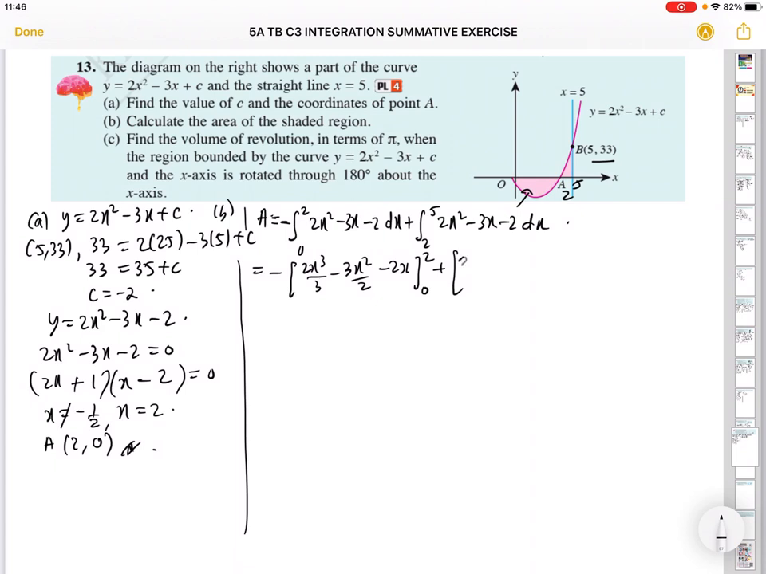Let us put inside, okay, a bit tedious. 2 power 3 is 8, 8 times 2 is 16, 2 squared is 4, 4 divided by 2 is 2, 2 times 3 is 6, 2 times 2 is 4 here, this is minus 0. Put 5 inside, is 125 over 3, 5 squared is 25, 25 times 3 is 75 over 2, 5 times 2 is 10. Okay, this part you can just copy because it's the same.